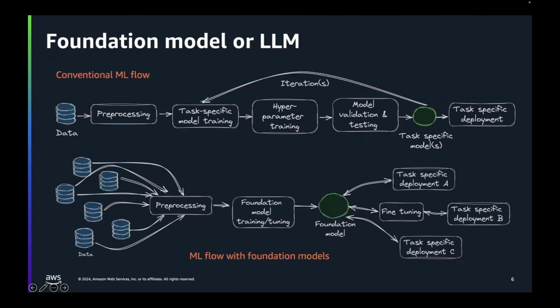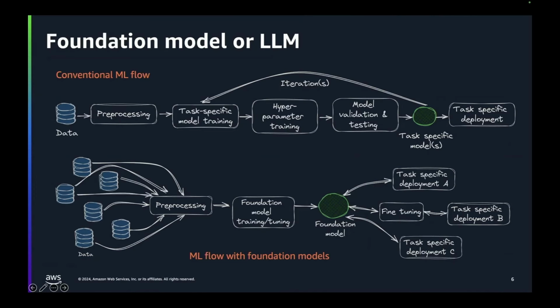So let's kind of distinguish here real quick what a foundational model or LLM is. When we look at a conventional machine learning flow, we take data, we pre-process it, and we do task-specific model training. Hey, identify these images. Then we do hyperparameter training, we do model validation testing, and then we run the task, right? And we have task-specific deployment, and then we iterate on that, right? So we're training something to do one specific thing. And a great example of that is Rekognition, one of our products here at AWS, where it actually does some phenomenal things with image recognition.